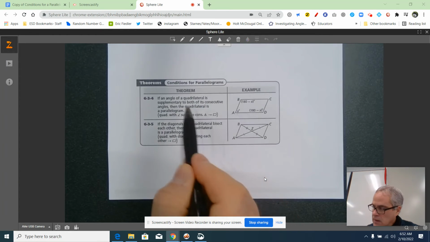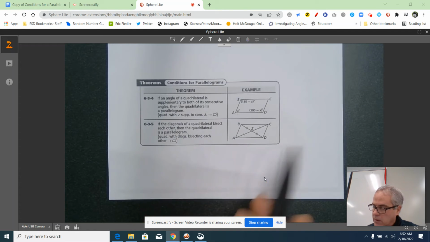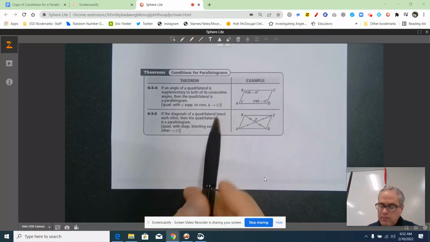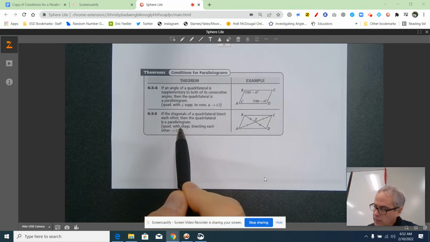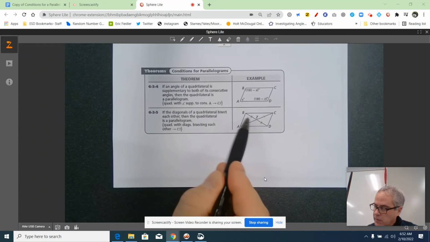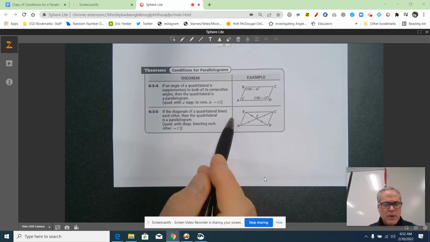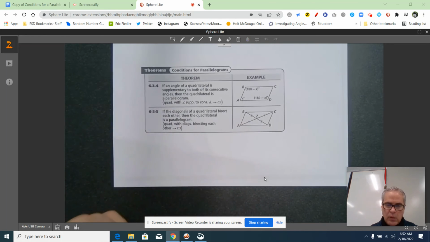Same thing here. So it says if an angle is supplementary to both of its consecutive angles, then the quad is a parallelogram. And the last one, if the diagonals of a quad bisect each other, then the quad is a parallelogram. So bisect means they cut them in half. And notice how there's double tick marks here and single tick marks here. I was thinking about proving this one. And if you want to see that, I'd be happy to prove this or any of the other ones in class.